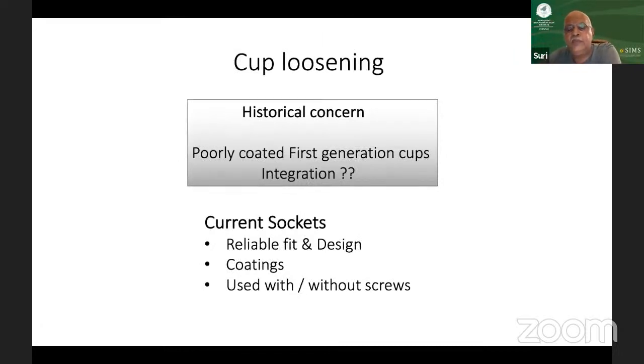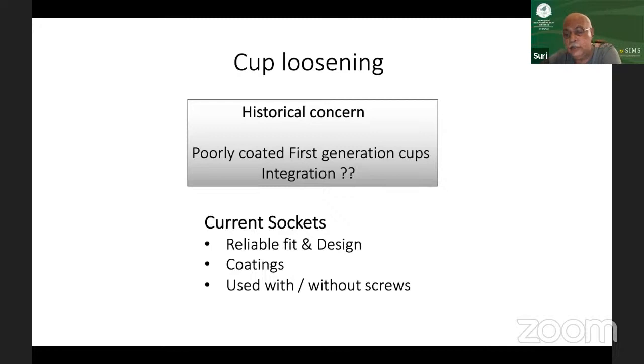Cup loosening, again, if there is not much poly debris and if it's a well-integrated cup, there is no need for concern. Again, the earlier cups were first generation porous coated, poorly coated, poorly designed, but a lot has flowed under the bridge in terms of the design, surface manufacture, the highly integrating porous surfaces available to us today, reliable fit, initially all the hemispherical fit and design.